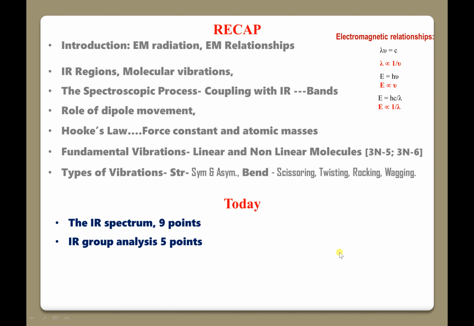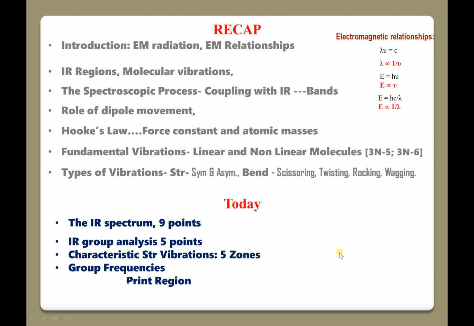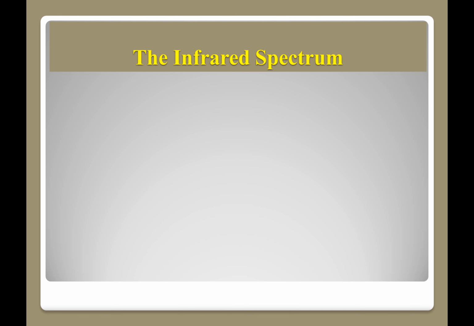Next time we will see the IR spectrum, what is an IR spectrum, what is the x-axis, what is the y-axis. You will see 9 different points to describe it, how IR spectra are analyzed in 5 different steps, what are the 5 zones for characteristic stretching vibrations, what are group frequencies, and most importantly, what is the fingerprint region.